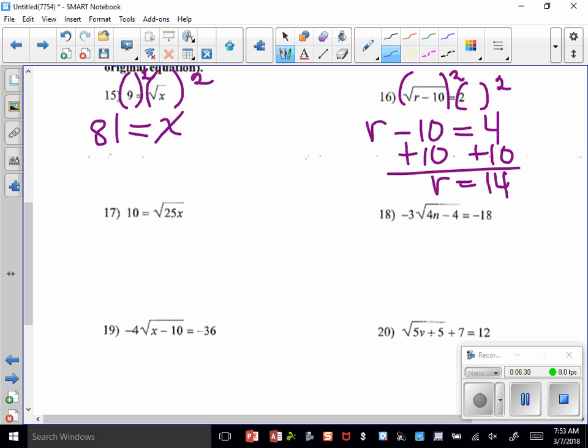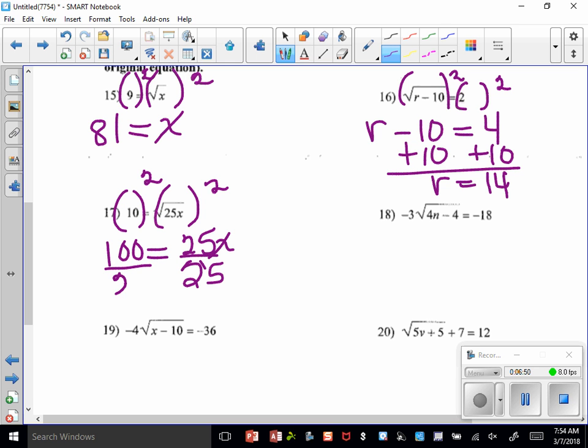Okay. All right, so let's do 17. Same thing. Square both sides. That's how you undo the radical. So I'm going to have 100. 10 times 10 equals 25x. It just drops the radical sign. Divided by 25. So 100 divided by 25 is 4. Okay.